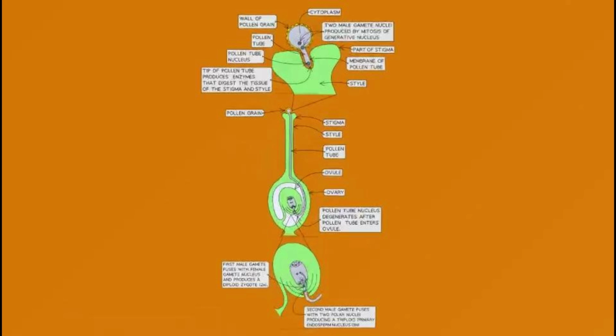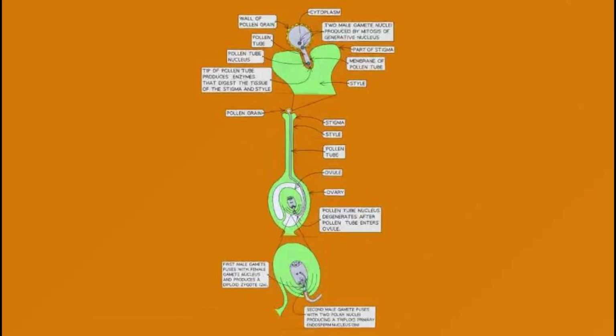So you can see in the diagram here, the pollen tube sticks into the style, and the tip of the pollen tube produces enzymes that digest the tissue of the stigma and the style. And that pollen tube nucleus, the one right at the end of the pollen tube, is going to move down into the style. And it is going to move down the style, so it's elongating itself.